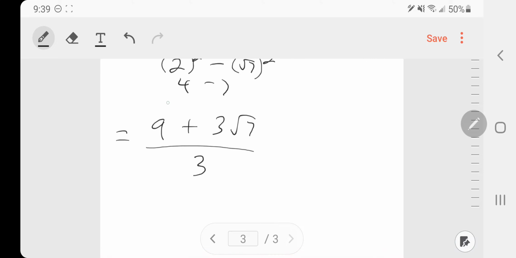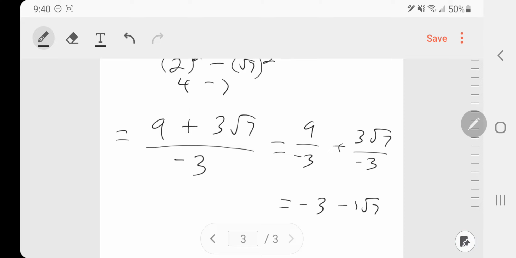All right, now again, this is technically something that you could accept as an answer, but it can be simplified a little further, so let's go ahead and do that. We have 9 over 3, and we have 3 square root of 7 over 3. Sorry, that was negative, so these are both negative. Okay, so this becomes a negative 3, and this becomes a negative 1 square root of 7, or just negative square root of 7.